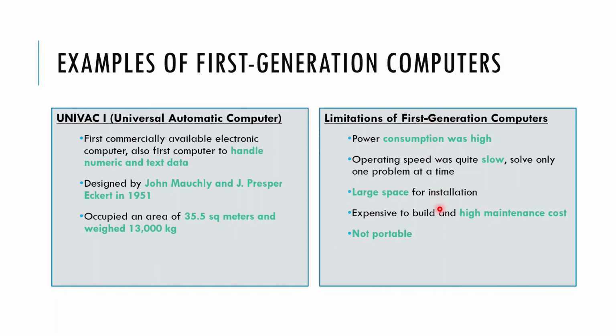So the points which you need to remember regarding UNIVAC are: first commercially available electronic computer which handled both numeric and text data, who designed it and how much area it used to occupy. And regarding the limitations of first generation computers, the points which you need to remember: power consumption was high, operating speed was quite slow, large space, very bulky, quite expensive, maintenance cost was high, they were not portable, it was not easy to carry them from one place to another.